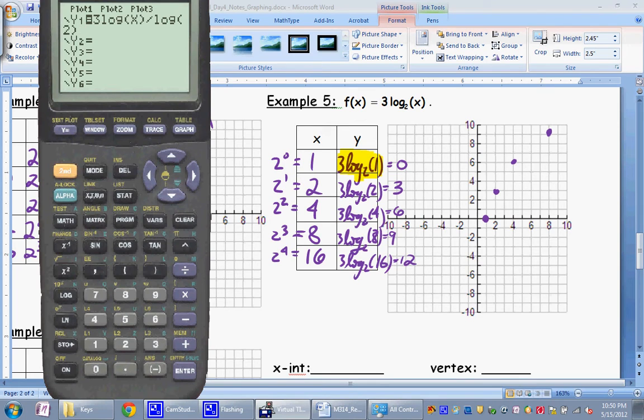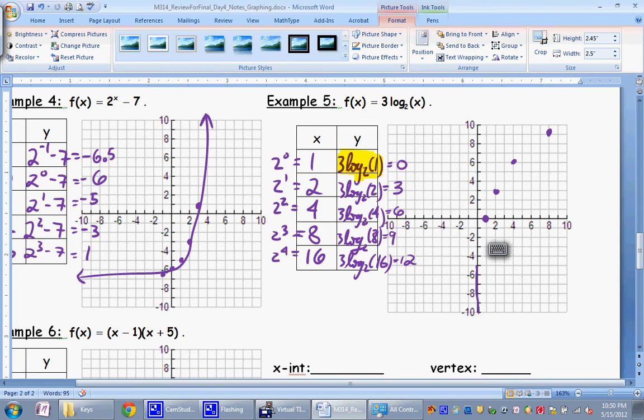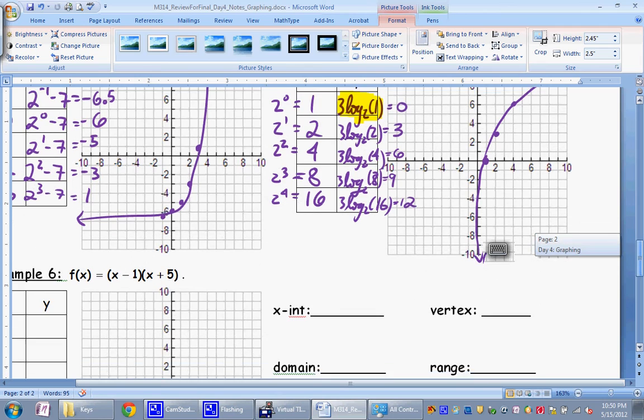If you click graph, there it is. It's a logarithm graph, and it's kind of just growing up and to the right, but pretty slowly. Now once again, don't forget arrowheads at the end of your graph. And we can move on to example number 6.